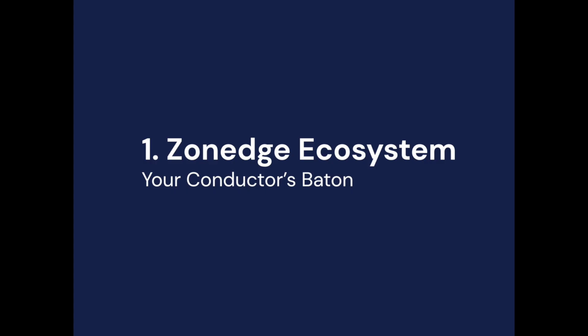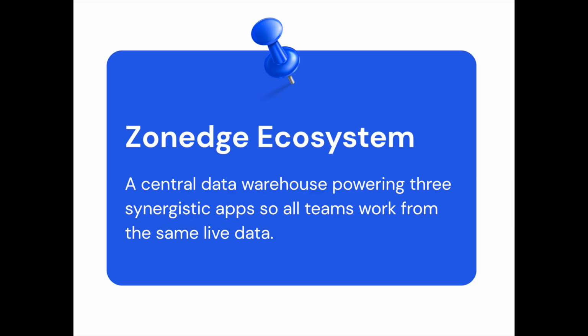So, the big question is, how do you get from that chaos to perfect harmony? Well, every orchestra needs a conductor, and every conductor needs a baton. In the world of network management, that baton is Zonedge. Now, Zonedge is not just another collection of apps. At its very heart is a single, secure data warehouse. Think of it as the one central source of truth for everything.